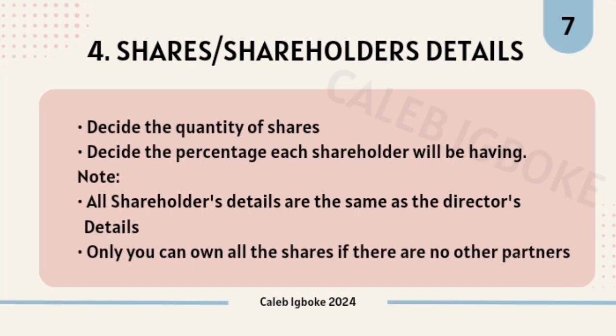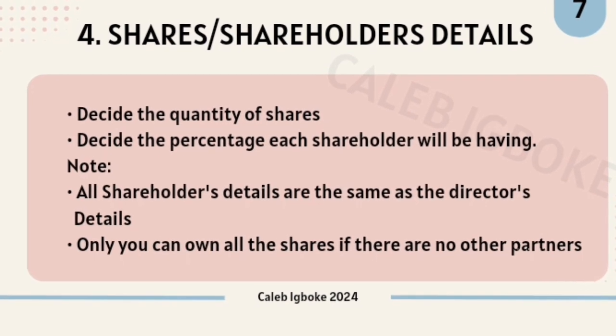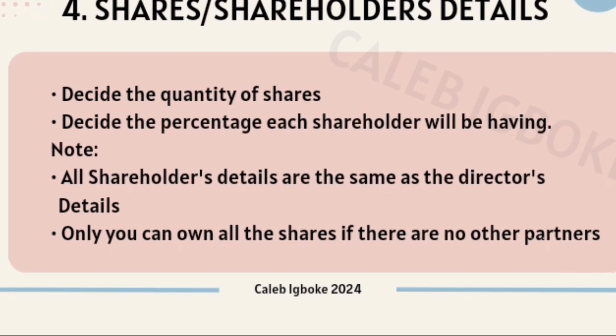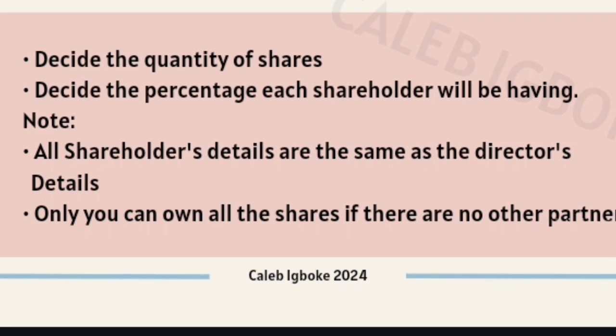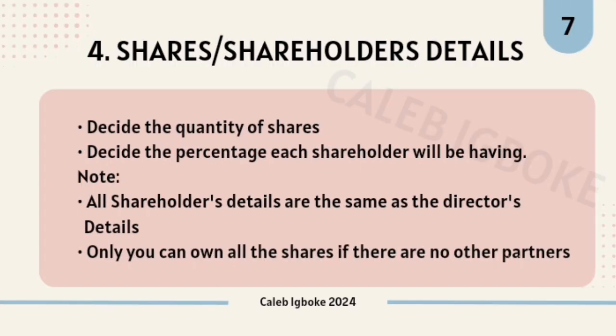Before you start registering your company, what you should do is to first decide the quantity of shares you'll be registering your company with, and the minimum share capital CAC allows is 100,000 naira. So you decide, are you registering with 100,000 share capital, 1 million, 10 million, 20 million share capital? And there are some businesses that have a specific or a minimum required share capital they must start with.